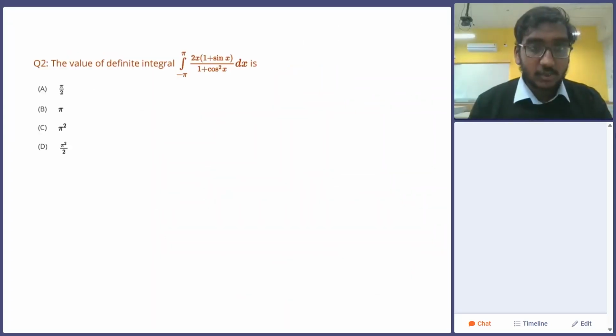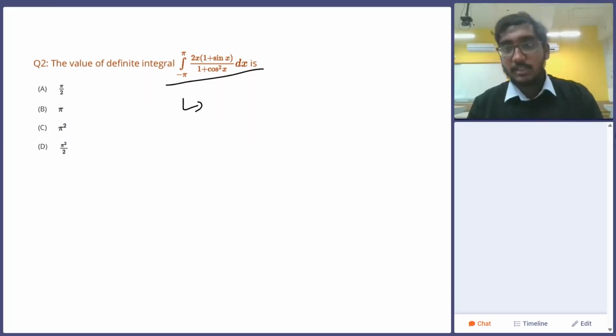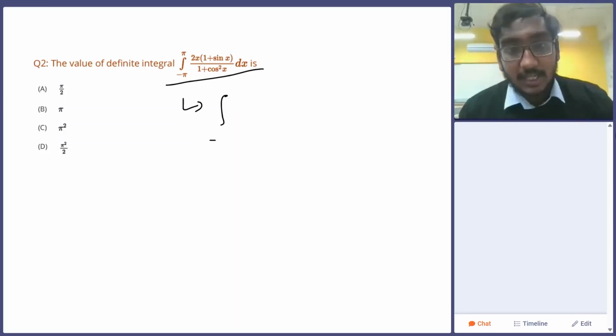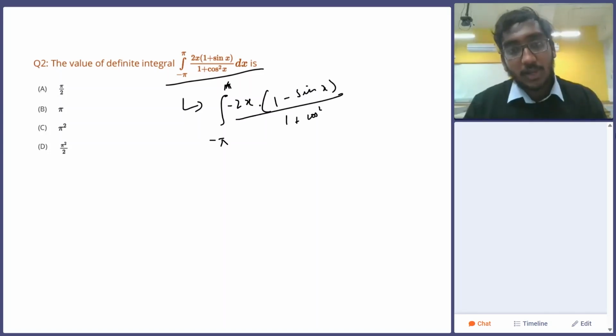Yes, we will move to the next question. Yes, the value of this integral they are asking. Okay. So what you can do is, whenever you see the symmetry over the limits, you just apply King's property. That is what? Replacing f of x with f of a plus b minus x. Okay. So I can say that I is same as what? Integral from negative pi to pi of negative 2x, because x will be negative, times 1 minus sin x upon 1 plus cos square x, that will be unaltered. Okay. Yeah.